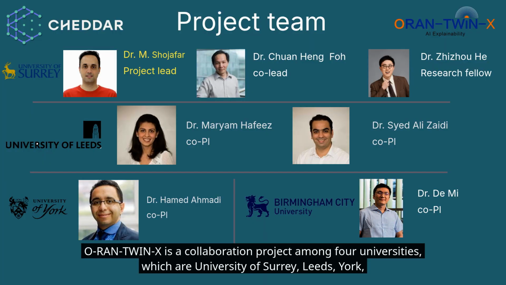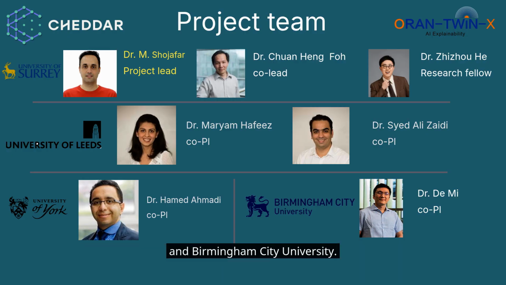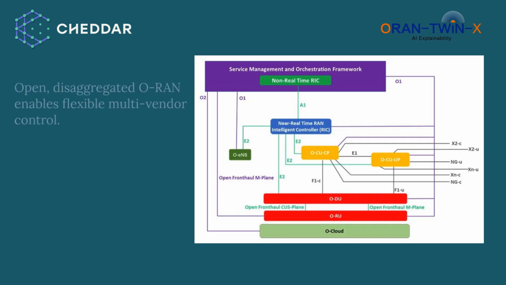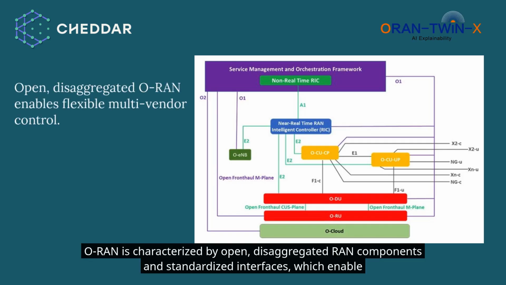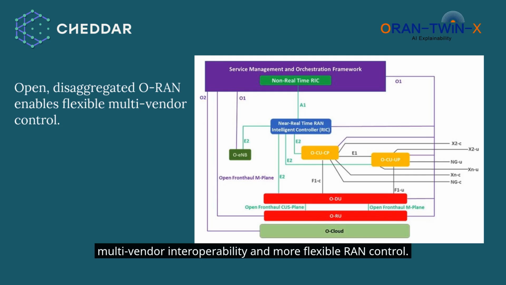Oran-Twin X is a collaboration project among 4 universities, which are University of Surrey, Leeds, York, and Birmingham City University. Oran is characterized by open, disaggregated RAN components and standardized interfaces, which enable multi-vendor interoperability and more flexible RAN control.